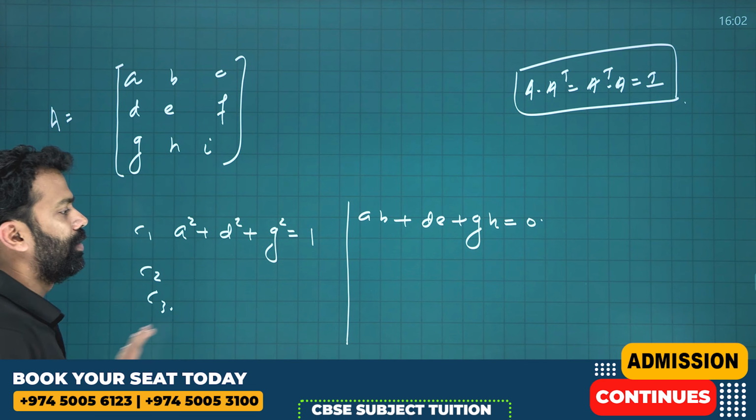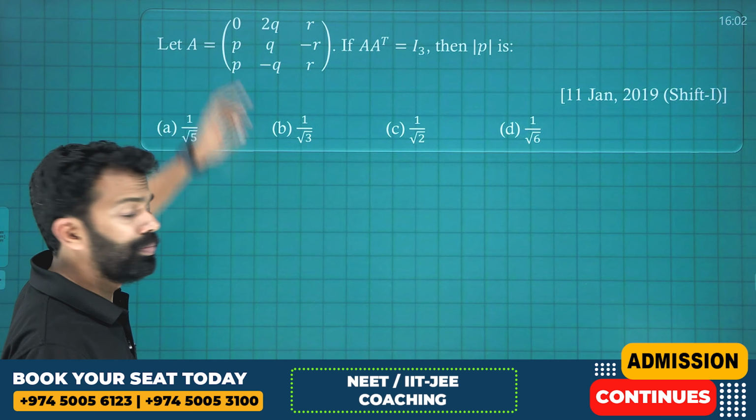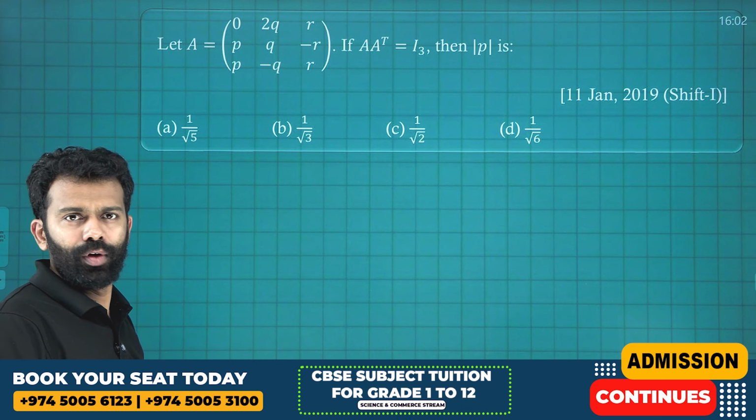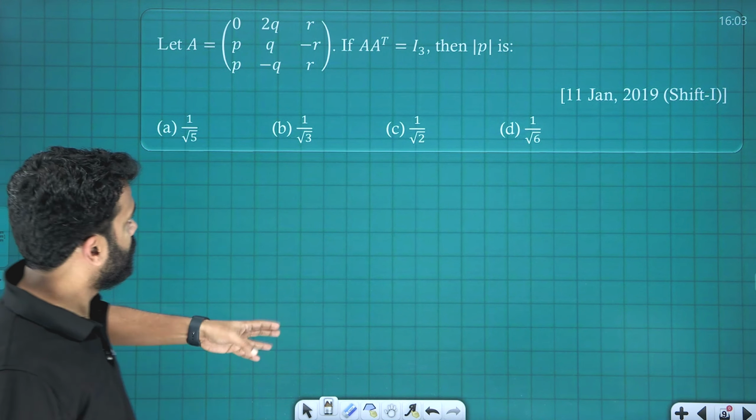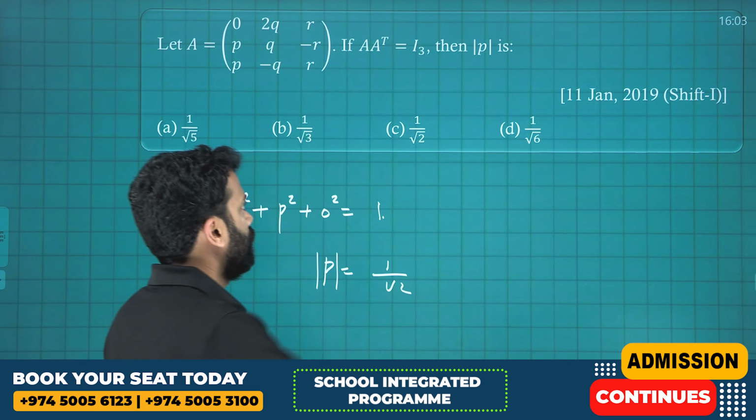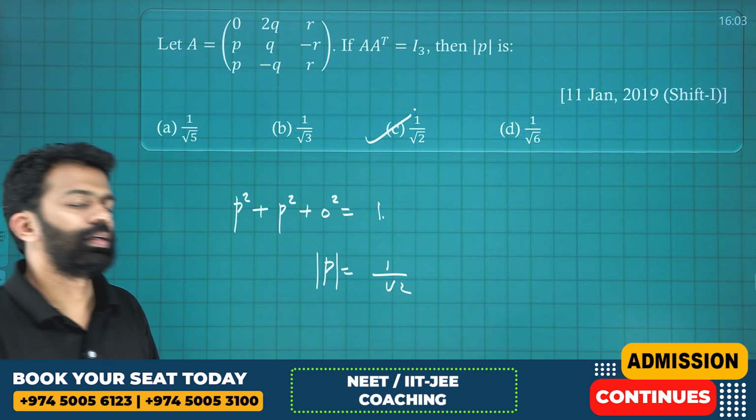See, it's an orthogonal matrix, right? So if you square and add any column, the resulting value will be equal to 1. Let's take the first column, since the first column only has P in it, and we need to find P only. Therefore, if you square and add the first column, it will be P square plus 0 square is equal to 1. That is 2P square is equal to 1. That is P is equal to plus or minus 1 by root 2. Therefore, modulus of P is equal to 1 by root 2. Okay, done, understood? That's all. C is the correct answer. Hope it's clear.